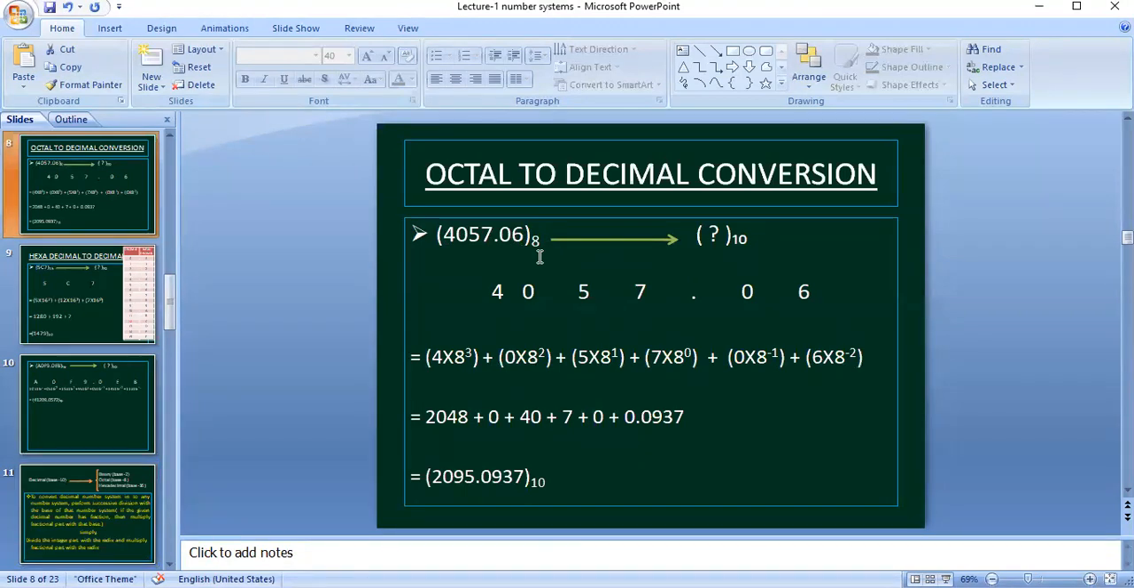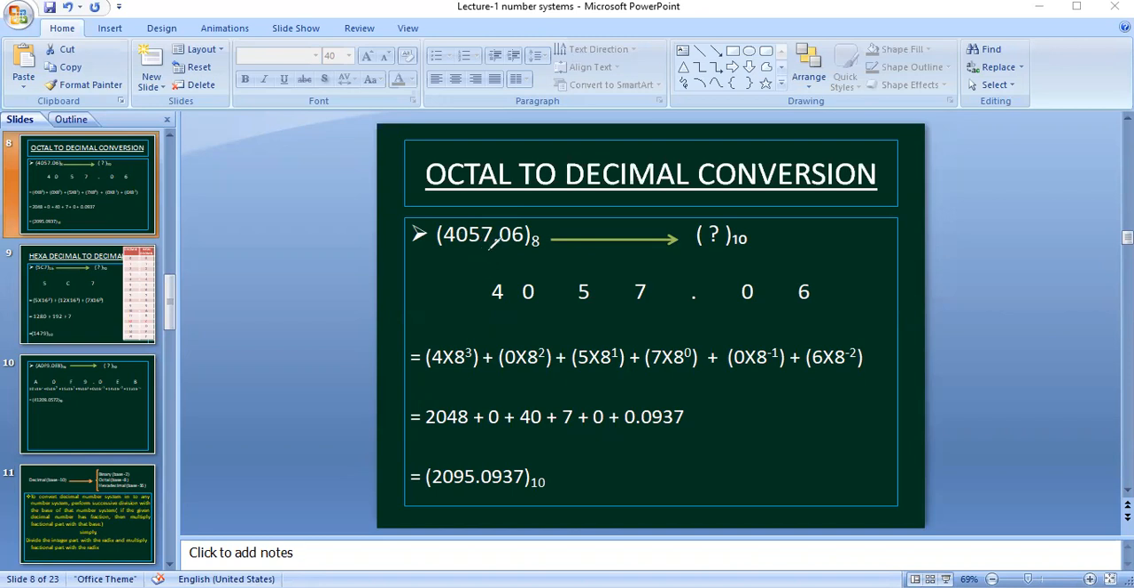So you have to convert the given octal number into a decimal number. See here, the octal number consists of both an integer part and a fractional part. So what we have to do is multiply each digit by its positional weight.